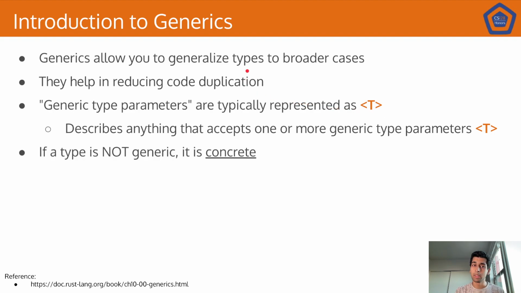Okay, so I want to make a quick distinction. You have two different types of types in Rust. You have the concrete types, so types that do not take a generic, and generic types. So concrete types are your usual int, string, something that does not have these angle brackets. And generic types do take these angle brackets.